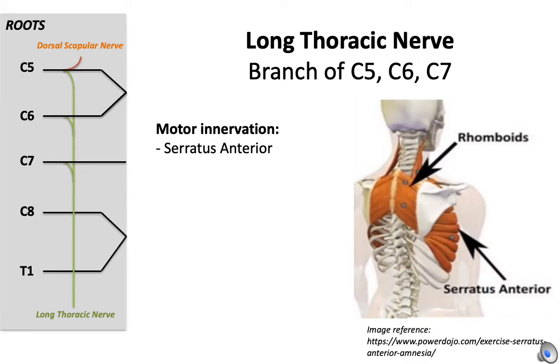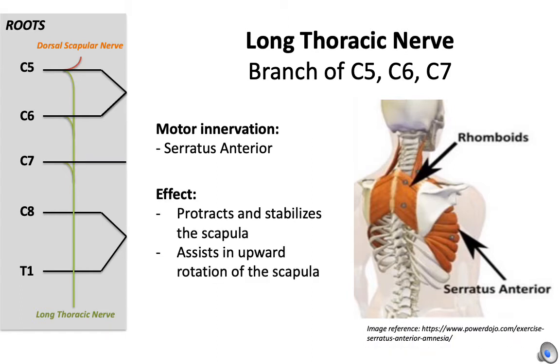The next branch from the nerve roots is the long thoracic nerve, which branches from the ventral rami of C5, C6, and C7. The nerve descends posterior to the nerve roots and courses along the chest wall to supply motor innervation to the serratus anterior muscle. The serratus anterior muscle is responsible for protraction and upward rotation of the scapula.